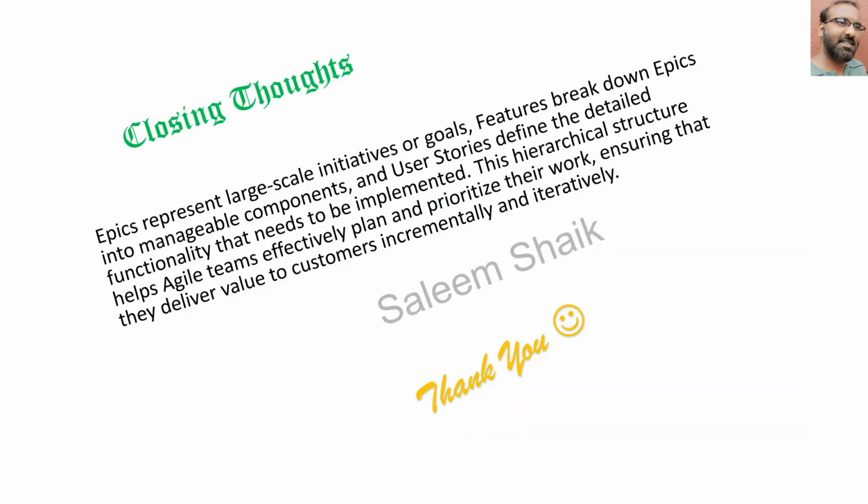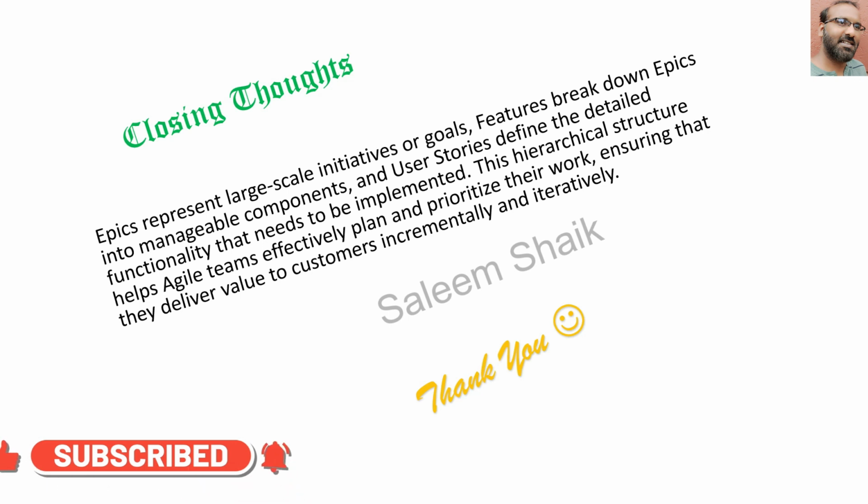As a closing thought, I can say that an epic represents a large-scale initiative or a goal. A feature breaks down epics into manageable components. User stories define the detailed functionality that needs to be implemented. This is the major difference between an epic, a feature, and a user story. This hierarchical structure helps agile teams effectively plan their work and prioritize the work, ensuring that they deliver the value to the customers incrementally and iteratively as well.